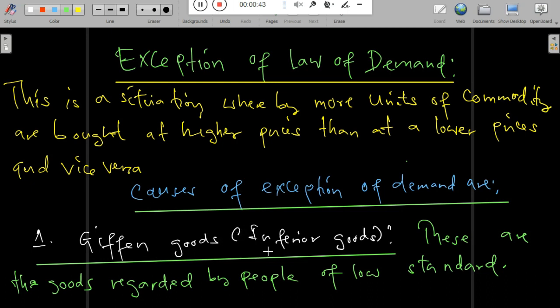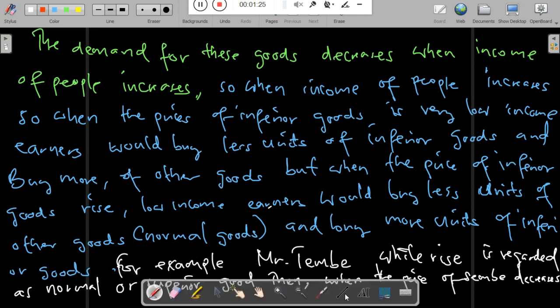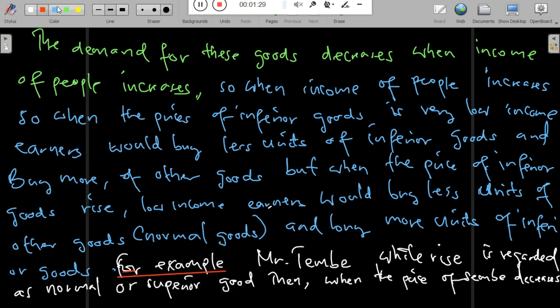These are goods regarded as such by people of low standard, so the demand for these goods decreases when the income of people increases. When the price of inferior goods is very low, low income earners would buy fewer units of inferior goods and buy more of other goods. But when the price of inferior goods rises, low income earners would buy fewer units of normal goods and buy more units of the inferior goods.